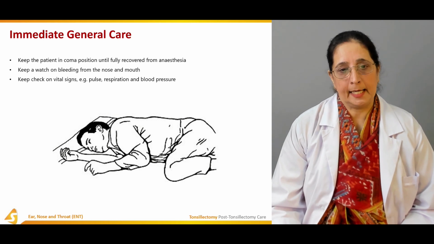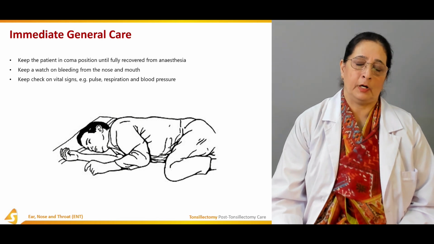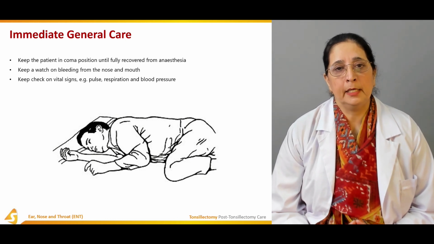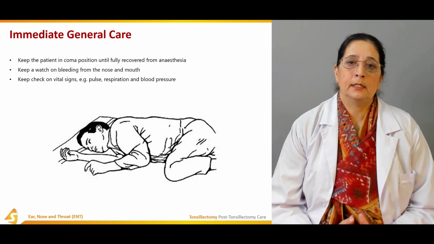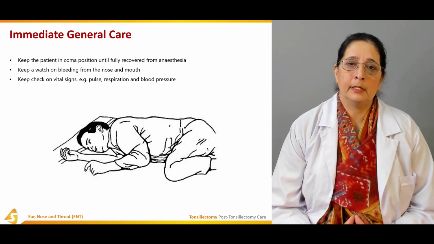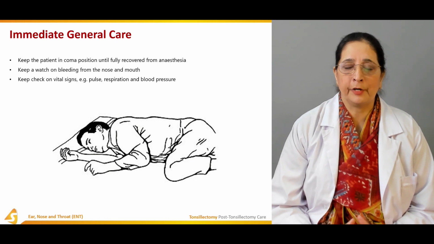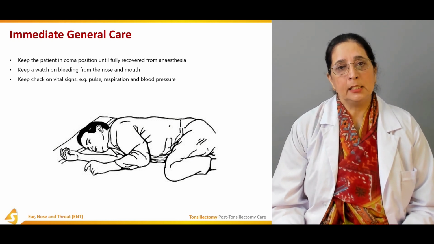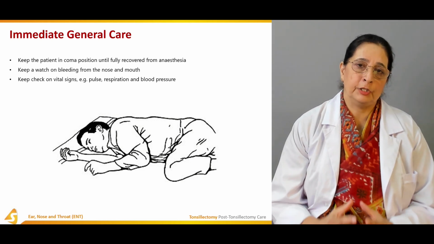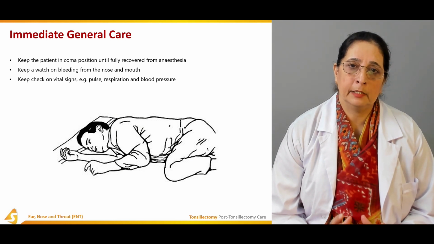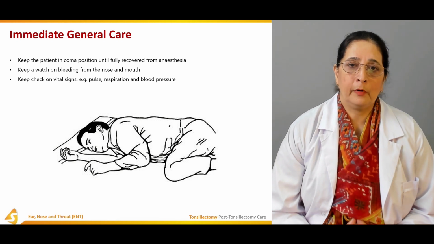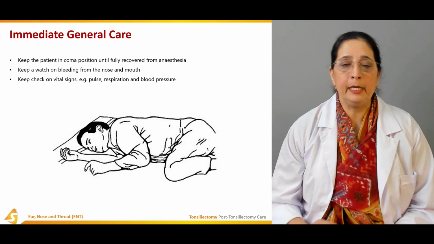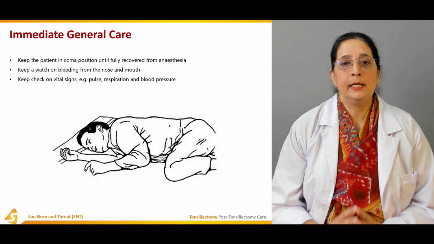Keep a check on vital signs: pulse, respiration, and blood pressure. After general anesthesia, until the patient is fully conscious and recovered from the anesthesia, the patient should be observed. The pulse should be taken regularly, and the same with blood pressure and respiration. If there is any abnormality of pulse, blood pressure or respiration, we should transfer the patient again to the operation theater and look for any complication, any bleeding that can be present as a result of the procedure. All these steps should be observed until the patient is fully conscious.